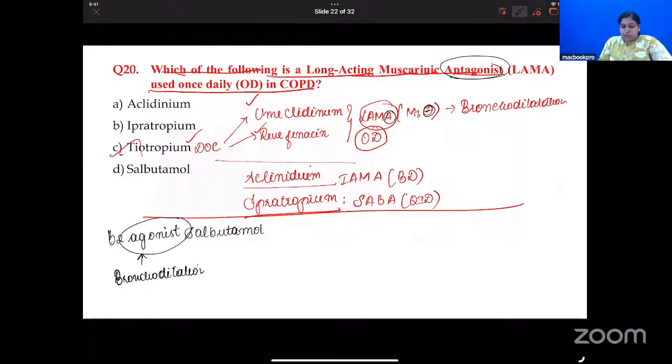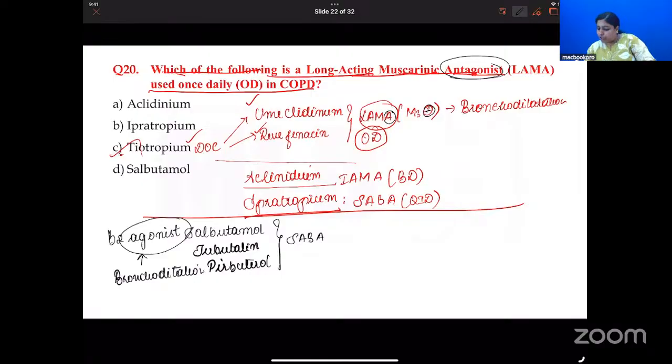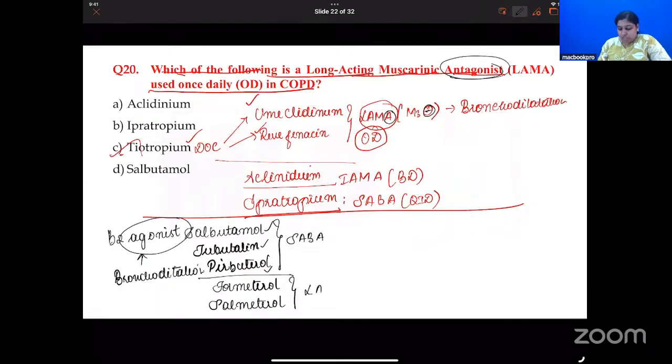Bronchodilation. So when we talk about the drug classification, salbutamol, terbutaline, and pirbuterol come under short-acting beta 2 agonists. Remember, short-acting beta 2 agonists are salbutamol, terbutaline, and pirbuterol. Now tell me, what are the long-acting beta 2 agonists? The long-acting beta 2 agonists are formoterol and salmeterol.